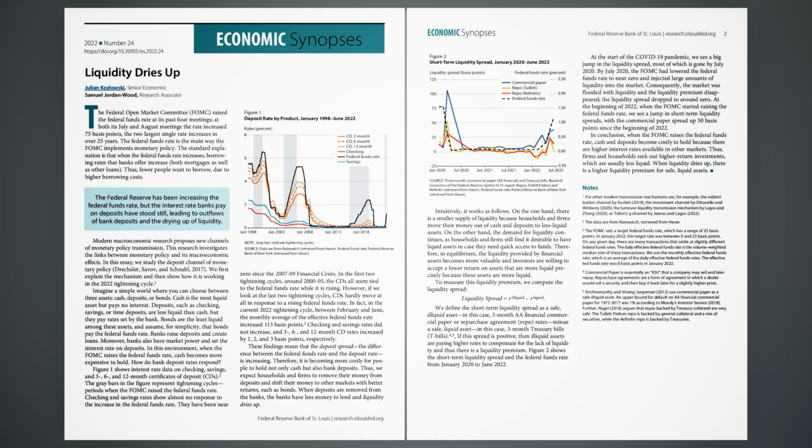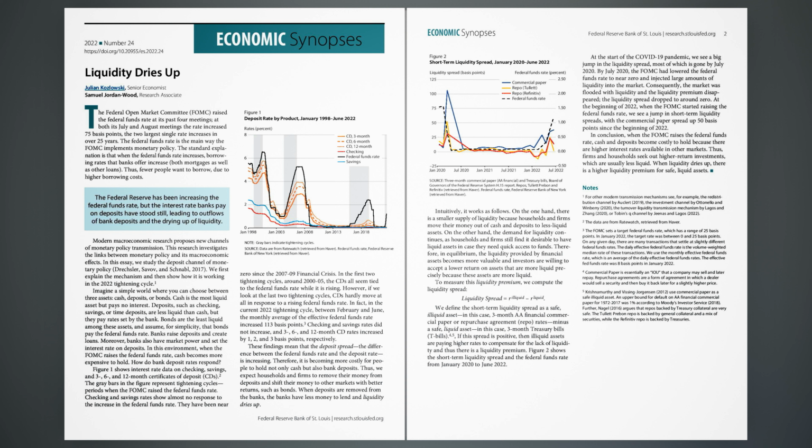When deposits are removed, banks have less money to lend and liquidity dries up. Intuitively, it works as follows. On the one hand, there is a smaller supply of liquidity because households and firms move their money out of cash and deposits to less liquid assets. On the other hand, the demand for liquidity continues, as households and firms still find it desirable to have liquid assets in case they need quick access to funds. Therefore, in equilibrium, the liquidity provided by financial assets becomes more valuable and investors are willing to accept a lower return on assets that are more liquid precisely because these assets are more liquid.